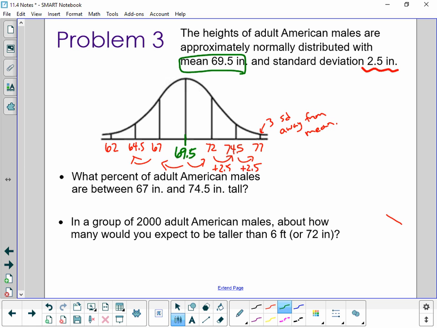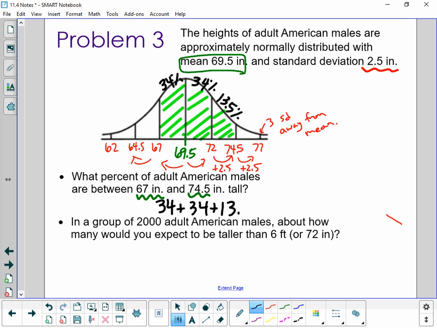It says, what percent of adult American males are between 67 and 74.5 inches? So we are talking about between 67 and 74.5 inches. We're talking about these 3 sections of the normal curve. Well, if you look at your empirical rule, we know that this section and this section are both 34%, and this section is 13.5%. So to get our answer, we just need to add up those percentages. So 81.5% are within 67 and 74.5 inches.